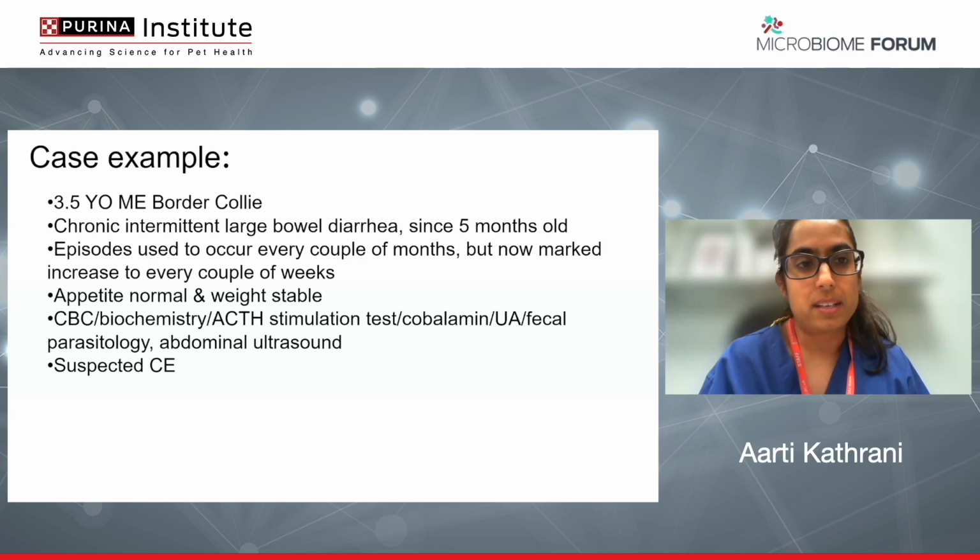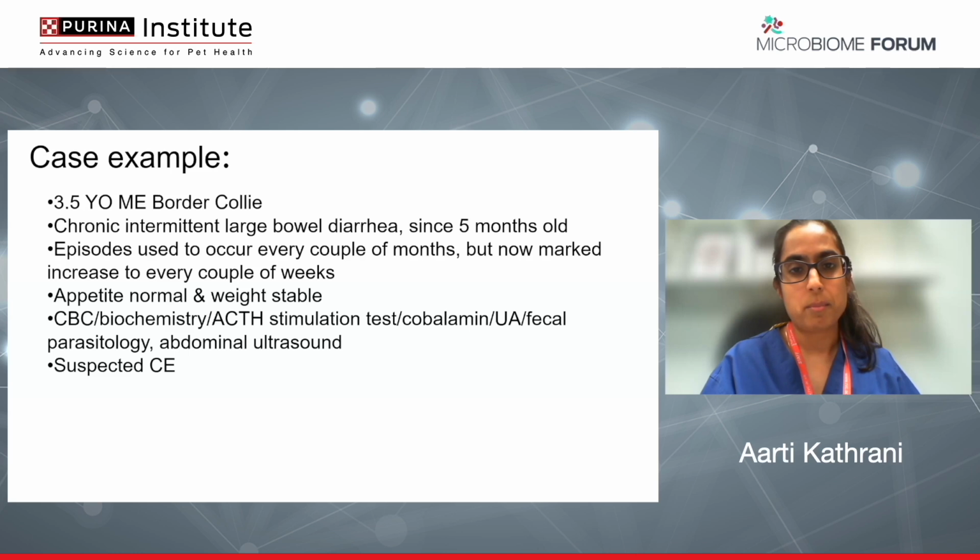So this is a 3.5-year-old male entire border collie with chronic intermittent large bowel diarrhea since he was 5 months old. Episodes used to occur every couple of months, but now the owner says there's a marked increase to every couple of weeks. Appetite's normal and the patient's weight stable, and we did our typical investigations: complete blood count, biochemistry, ACTH stimulation test, serum cobalamin, urinalysis, fecal parasitology, abdominal ultrasound, and we didn't find any abnormalities, so we suspected that this dog had a chronic enteropathy.